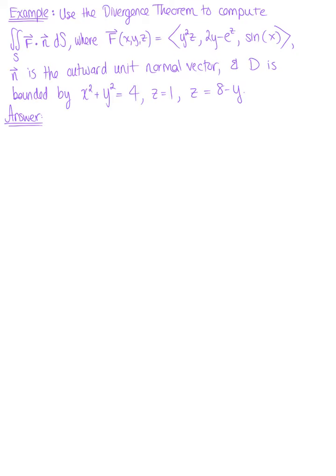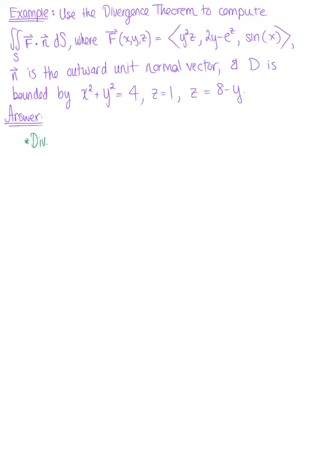Use the divergence theorem to compute the vector surface integral for the given vector field, where n is the outward unit normal vector and our solid region D is bounded by the surfaces x squared plus y squared equals 4, z equals 1, and z is equal to 8 minus y.